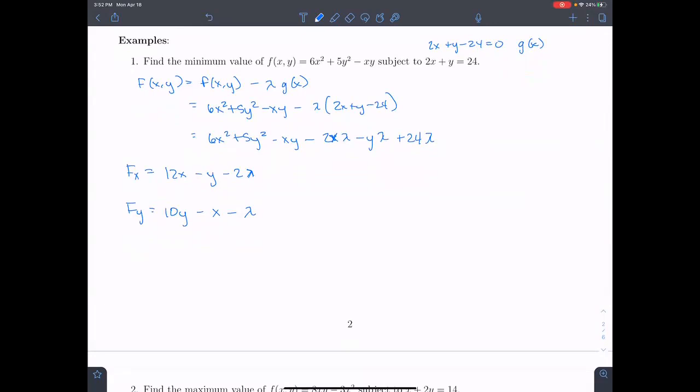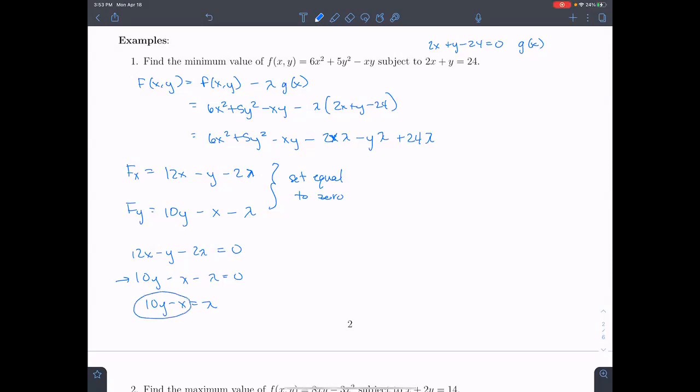So we're going to do the same kind of thing here. We're going to solve one of these for lambda. We want these to both be 0. Because again, to find a minimum or a maximum, you want the derivative to be 0. Here we want both partial derivatives to be 0. So on this one, let's do 12x minus y minus 2 lambda equals 0. And 10y minus x minus lambda equals 0. I'm going to solve this one for lambda. So 10y minus x equals lambda. I'm going to plug this in to lambda because I need to solve this system.